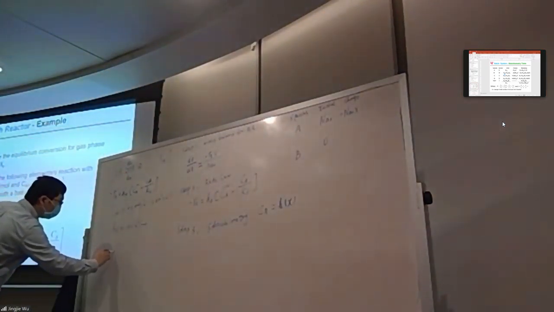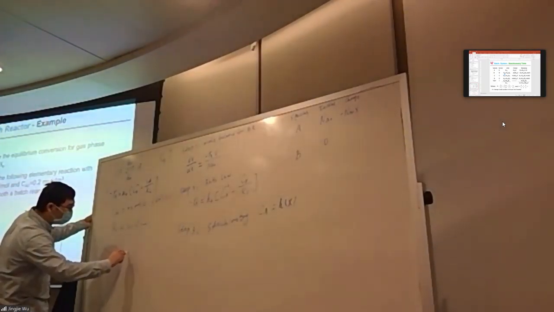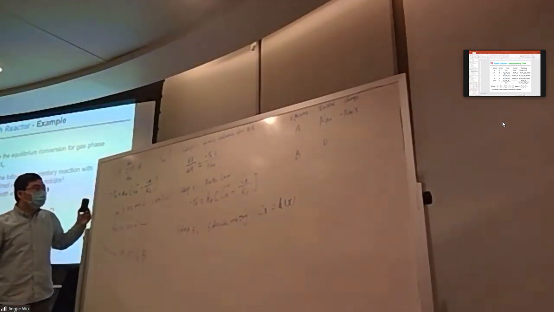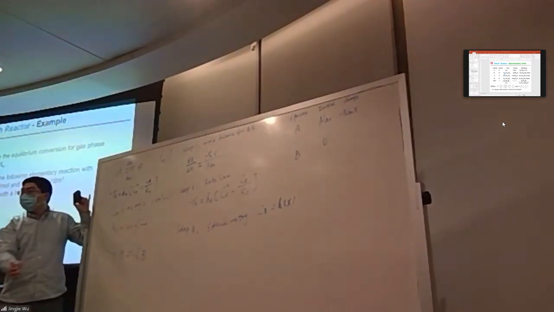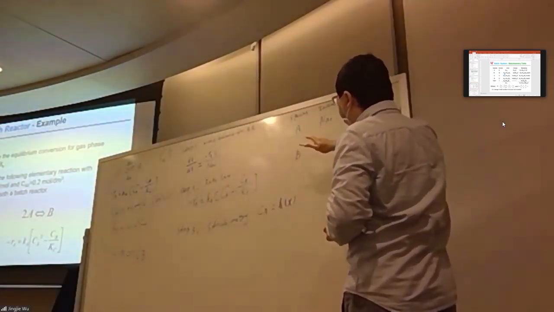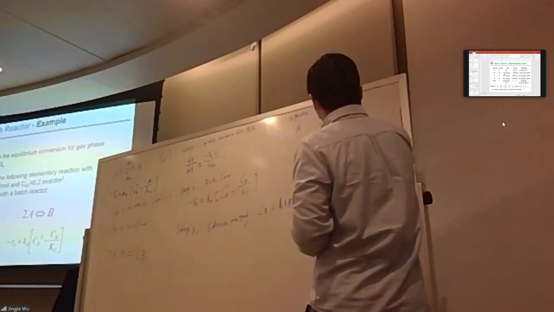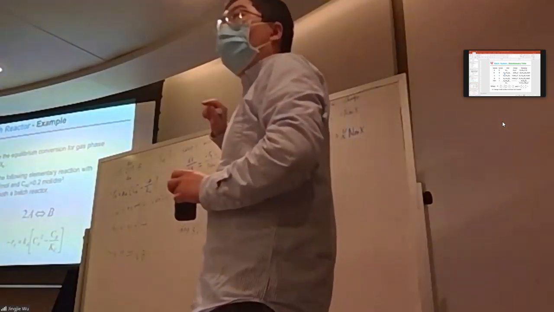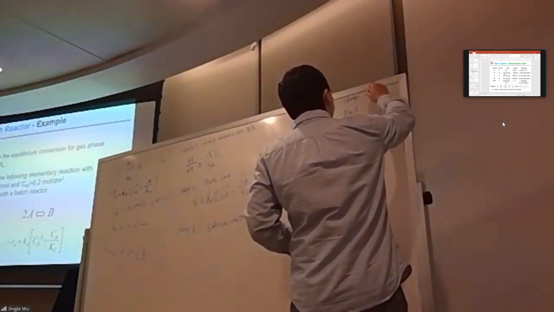So if you write the equation like this, we need to do a transformation: A goes to 1/2 B. Then it's easy to find out. For one more A change, you have half B produced. So if you have such change for A, you have 1/2 for B. This is plus because it's produced. A is minus because it's a reactant.